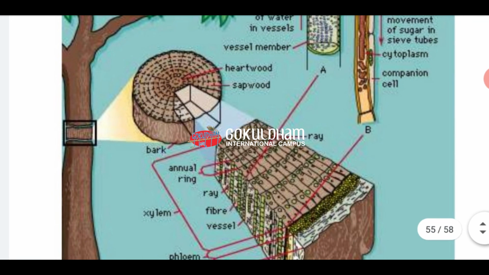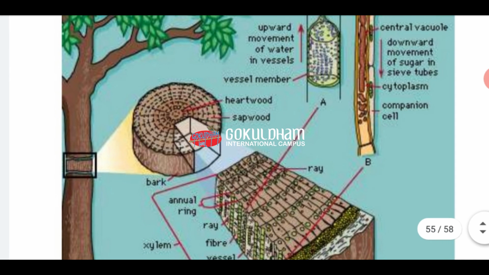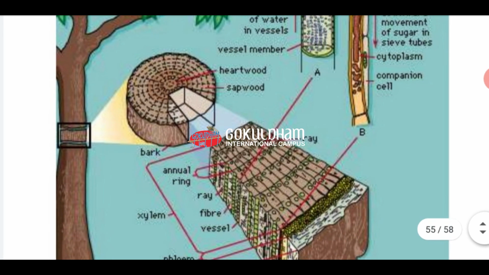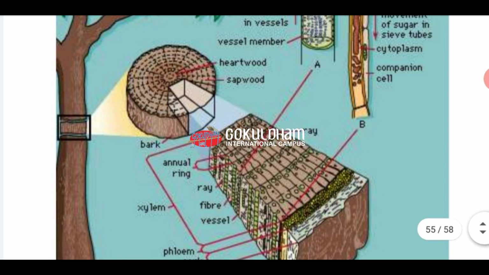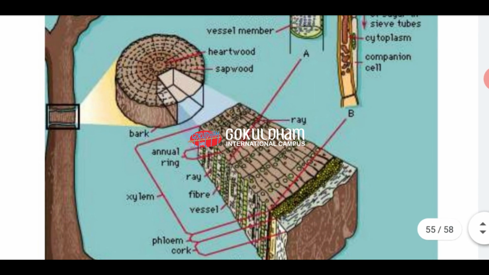This is the figure of a plant and it shows the TS of a plant stem, which shows the cambium and cork cambium and cork, and it also shows the phloem and the xylem portion. The outermost layer of the stem is the bark.